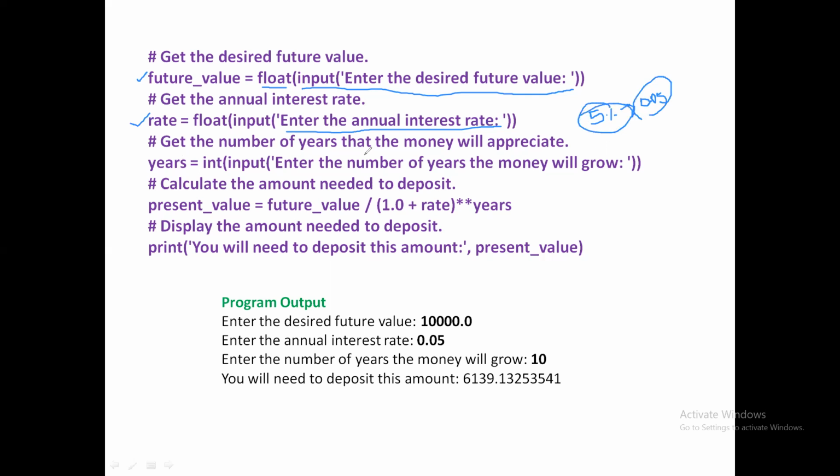So after reading the interest rate, the third step is to ask the user to enter the number of years. How many years you want it to grow. The number of years is always going to be an integer. So int of input of enter the number of years the money will grow. This message will be displayed to the user and the user enters the number of years, which is stored into years. So now we've got all three values.